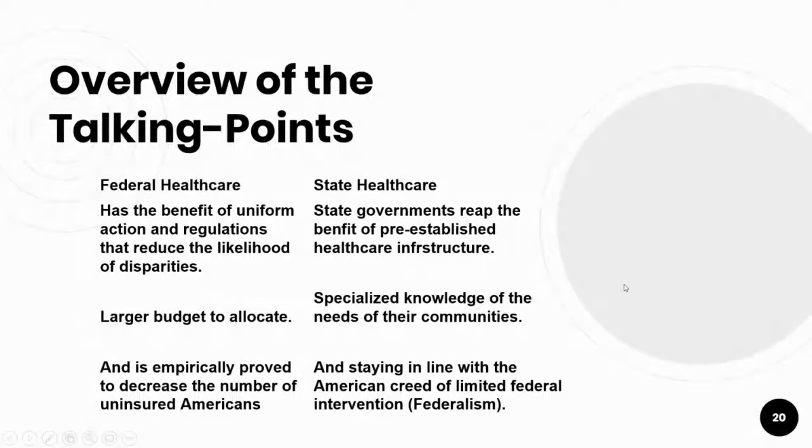All right, lastly, let me give a quick overview of the talking points. For federal health care, if I wanted to lay out in an opening statement my case for federal or single payer healthcare, it has the benefit of uniformization and regulation that reduces the likelihood of disparities, a larger budget to allocate, and it's empirically proven to decrease the number of uninsured Americans.